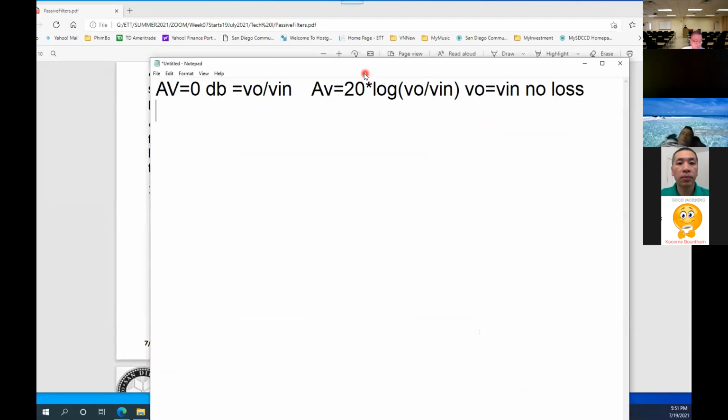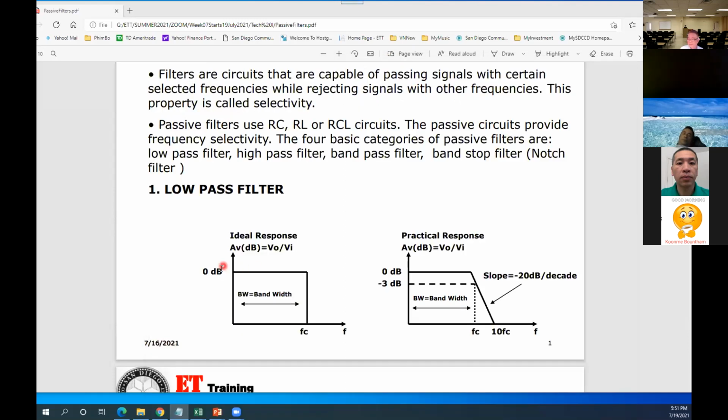If you don't know, I'm telling you, try to remember. Mid-range. Okay? That will tell you the range, gain equal what? Okay? That's what we call a mid-range.